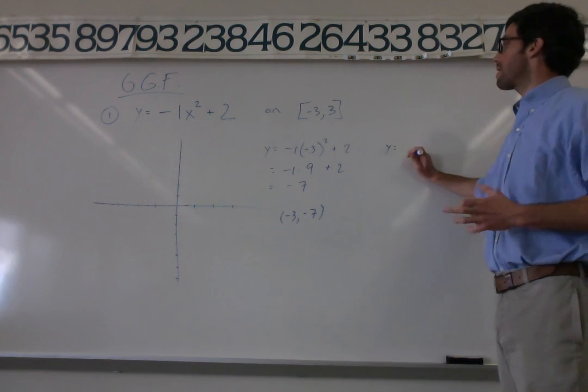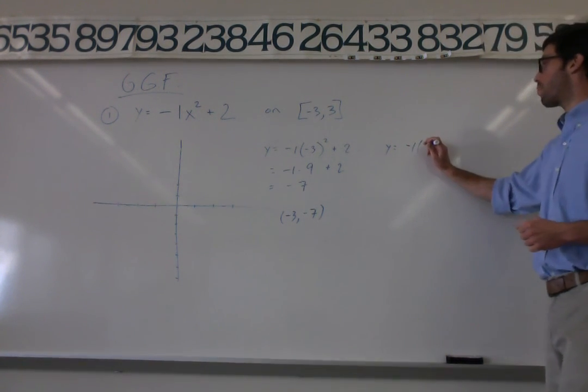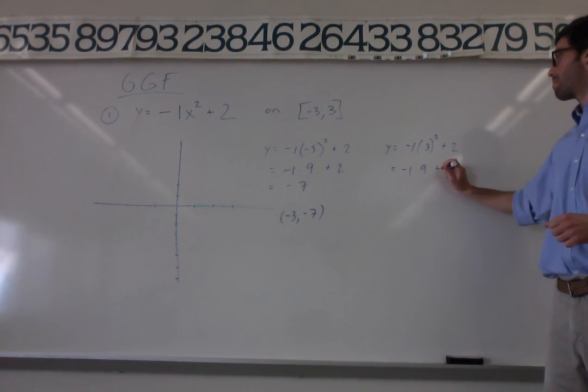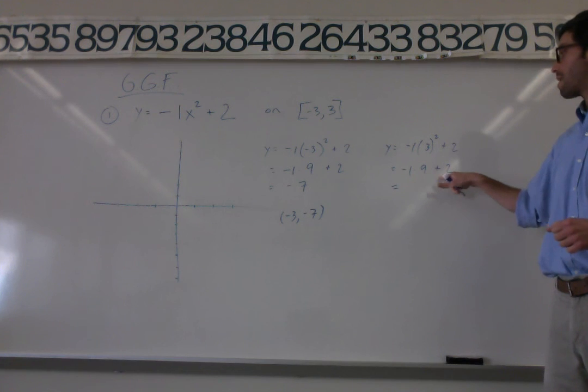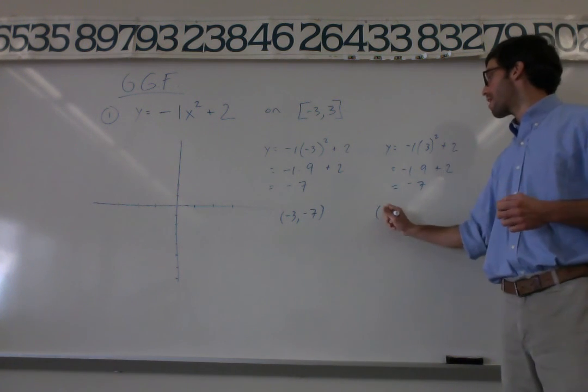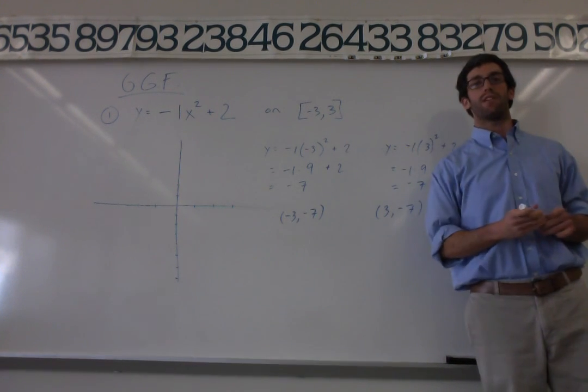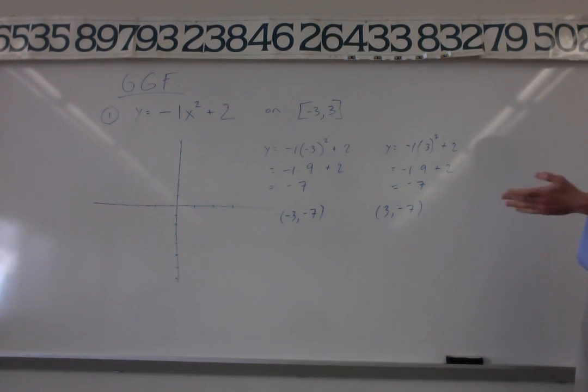If we plug in 3, same thing's going to happen. We have negative 1 times 3 squared plus 2, which is again negative 1 times 9 plus 2, which is negative 9 plus 2, which is negative 7. So we also have 3, negative 7. I've just plugged in those endpoints individually to find out where our graph's going to end left and right.